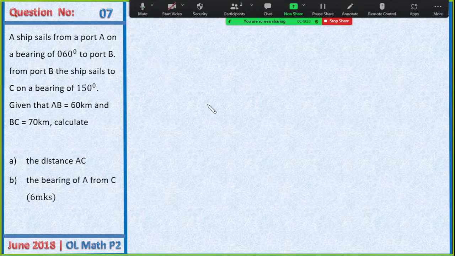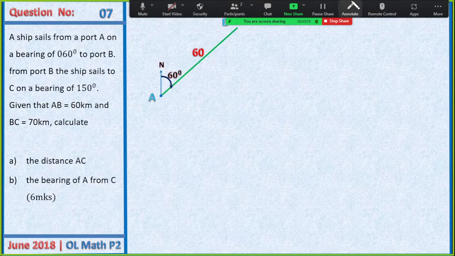So this is what we will have for the diagram. You start at the north pole, it moves from A. At A, this is the direction of the north. It sails from point A to point B on a bearing of 60. So bearings are measured clockwise from the north line. This angle means that the angle is 60 degrees. It moves from A to B, and the total distance AB is 60 kilometers. That's why we have 60 here.